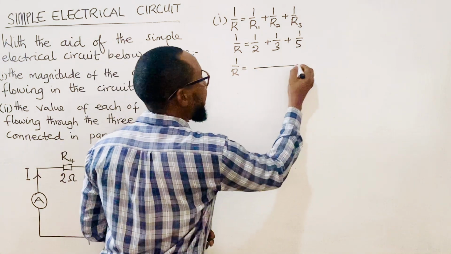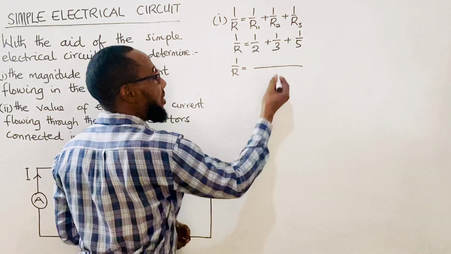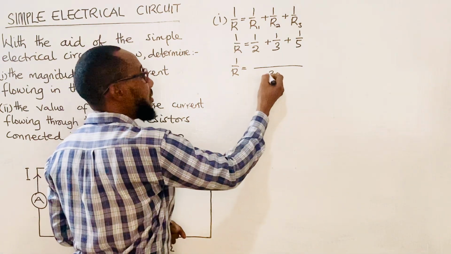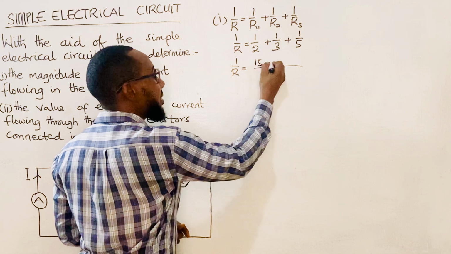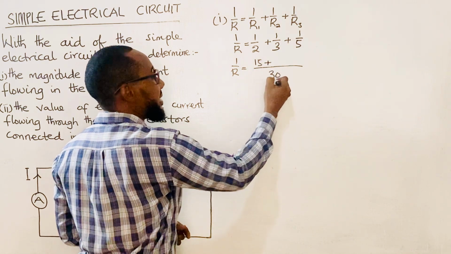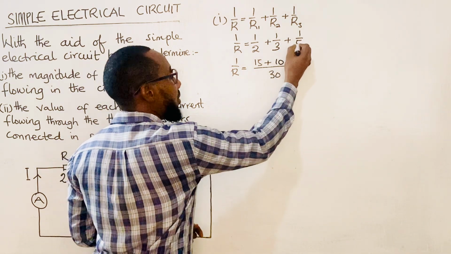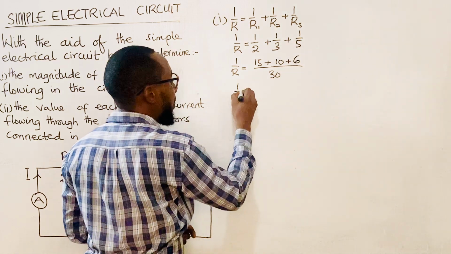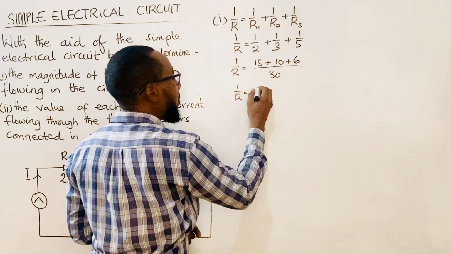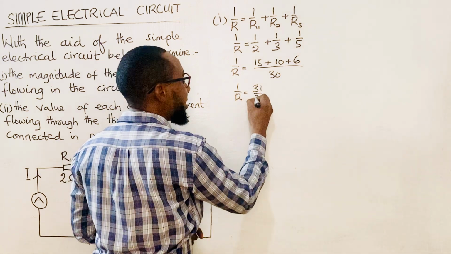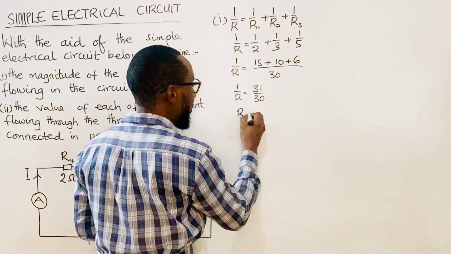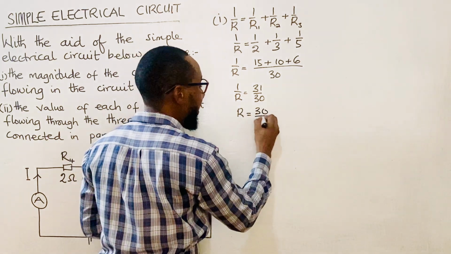So let me get the LCM of 2, 3, and 5. So I have 30, right? Okay. So 2 in 30, I have 15, 15, 1, 15, right? So I have 3, 3 in 30, 10, 10, 1, 10, right? So 5 in 30, okay, 6, 1, 6. So this one I have: 1 over R equals 31 over 30. Okay, so my R over 1, which is R, equals 30 over 31.